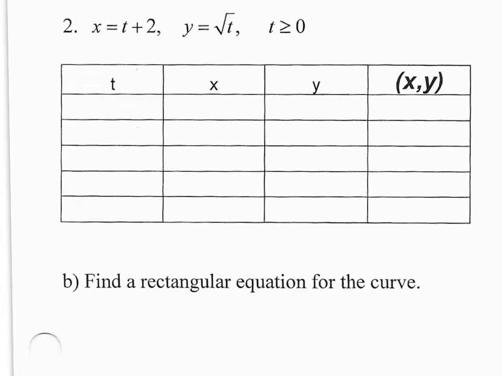All right, let's do a very similar one. Okay, so we're going to choose values of t. Here's my restrictions for t. t greater than 0, so I'll start with 0, or sorry, greater than or equal to 0. Now, when you start picking t values, sometimes you have to take a look and see what makes sense.